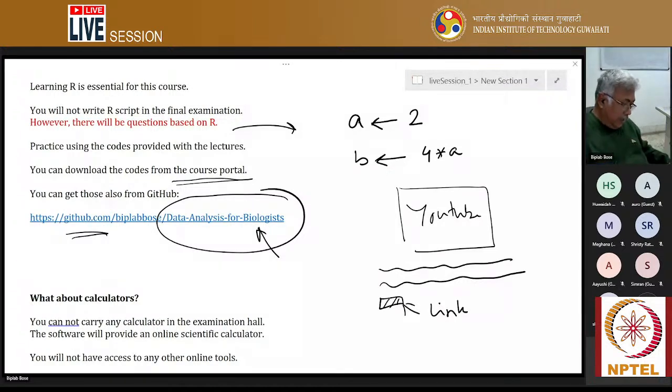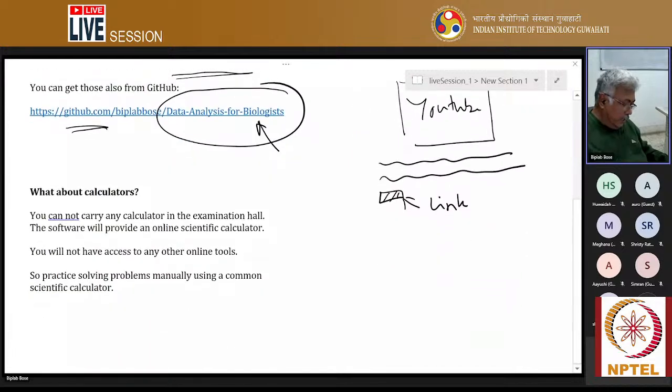Now another question that comes very frequently is about the calculator. If you have done a GATE or JEE type exam, you know you cannot carry a calculator into the exam hall. The examination software will provide a scientific calculator and you have to use it.